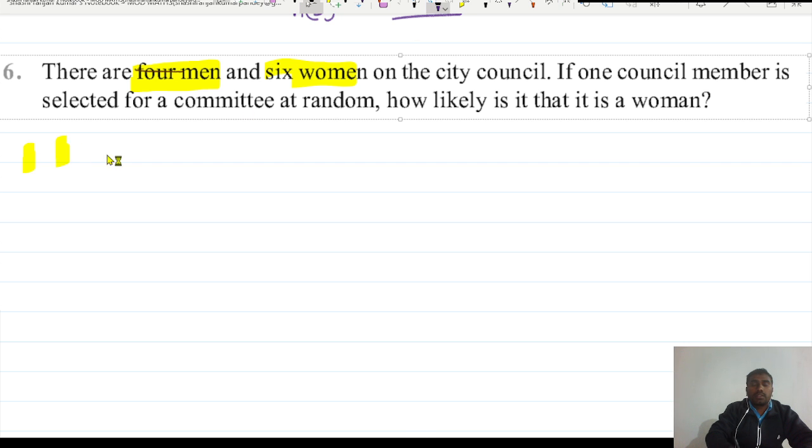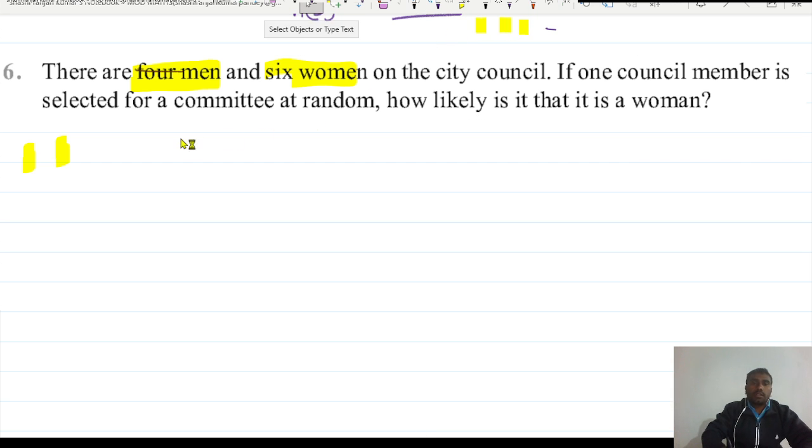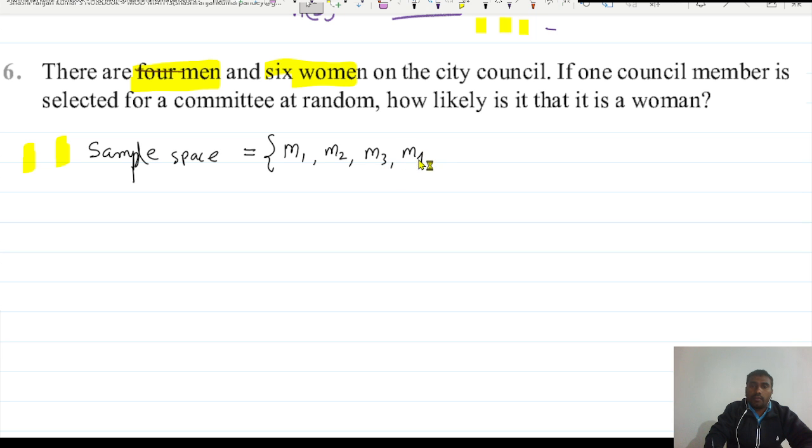So the sample space. So let us write the sample space. Here we can see in the sample space how many points there are. We have total 4 men. Let us mark the men as M1, M2, M3 and M4. And we have 6 women. Let us suppose them to be W1, W2, W3, W4, W5 and W6.